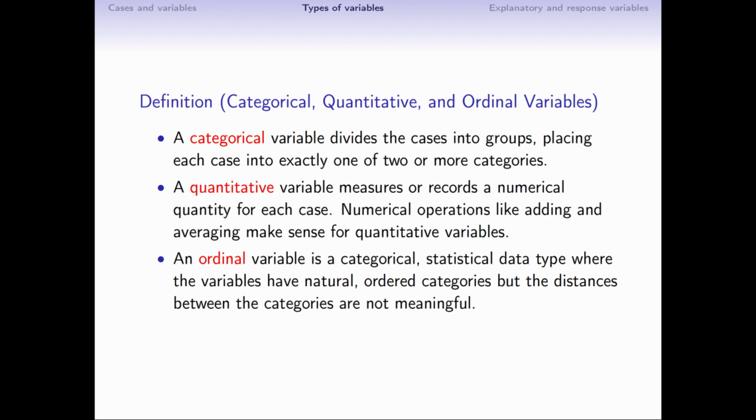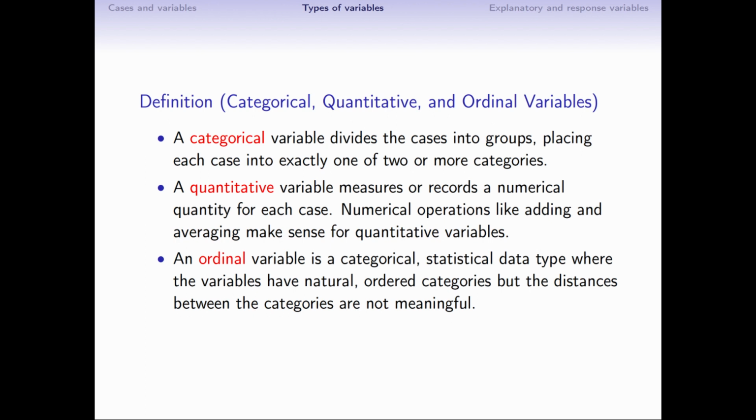Now, the confusion is that an ordinal variable is in fact a special type of categorical variable. So really we have categorical variables and quantitative variables, and then within the category of categorical variables we have what are called ordinal variables. All right, let's take a look at a categorical variable first.